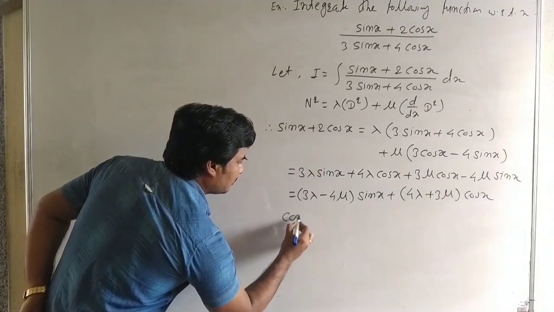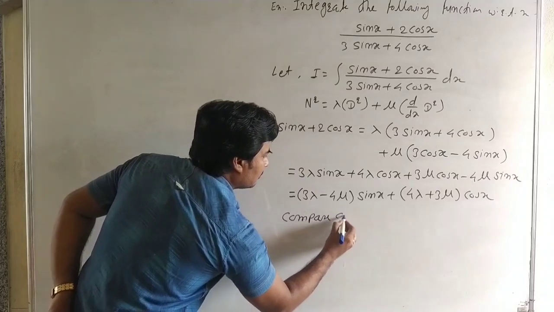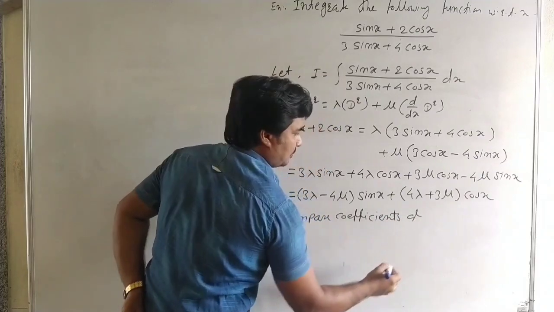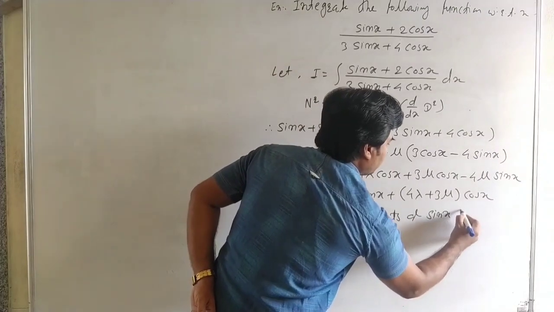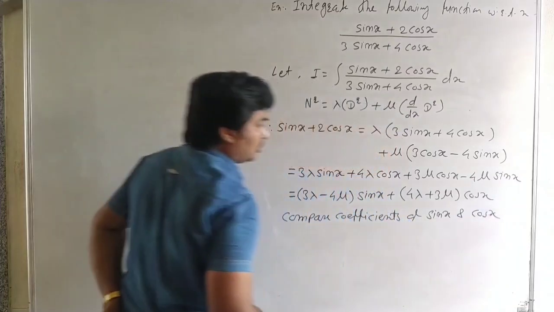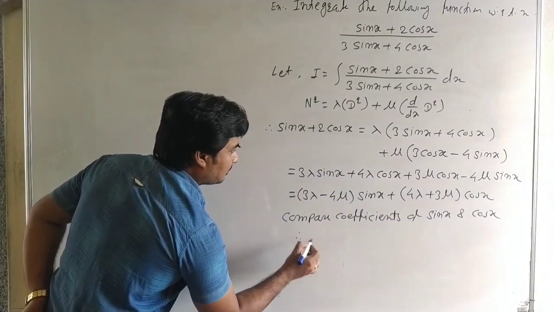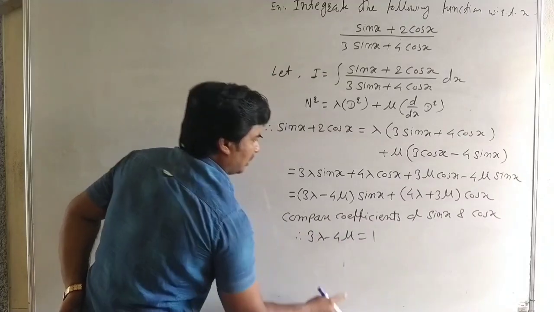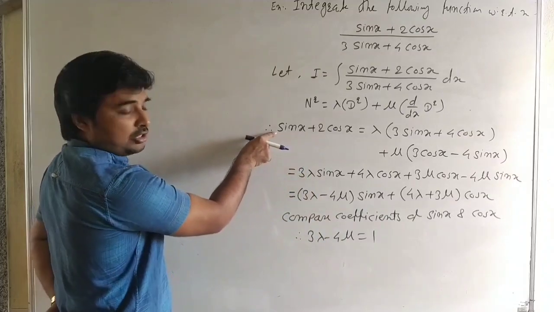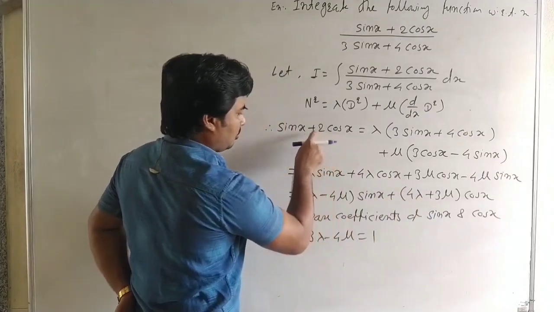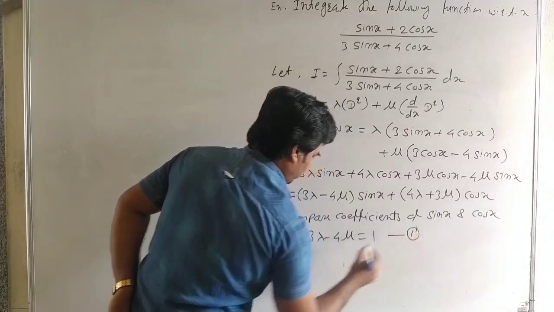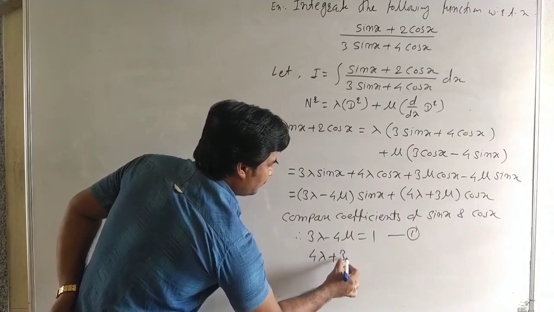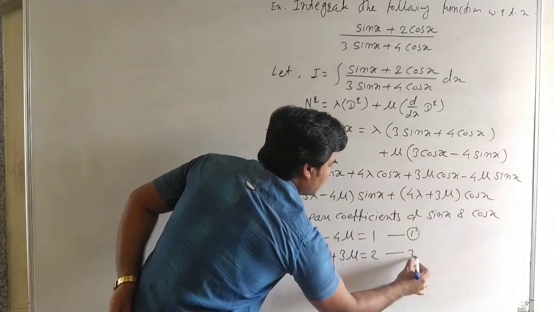Compare the coefficients of sin x and cos x. Therefore we get 3 lambda minus 4 mu is equal to 1. Coefficient of sin x, and here the coefficient of sin x is 1. Coefficient of cos x, and here the coefficient of cos x is 2. It is equation number 1. And then 4 lambda plus 3 mu is equal to 2. It is equation number 2.